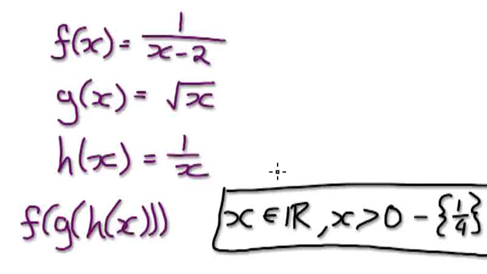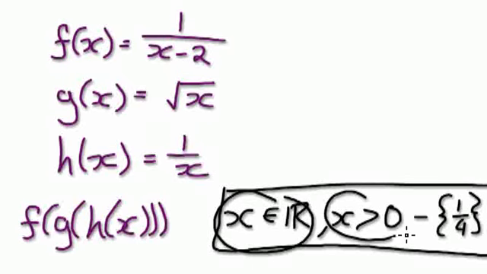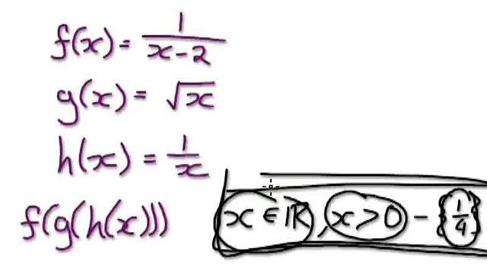And there are lots of ways of writing the domain of something. So make up your own notation if you like. So here, just remember, there are lots of ways of expressing this. Basically, it's saying anything on the real number line, but x has to be greater than 0, but don't select the number a quarter. And there are lots of ways of writing the domain. So choose your method. Okay.